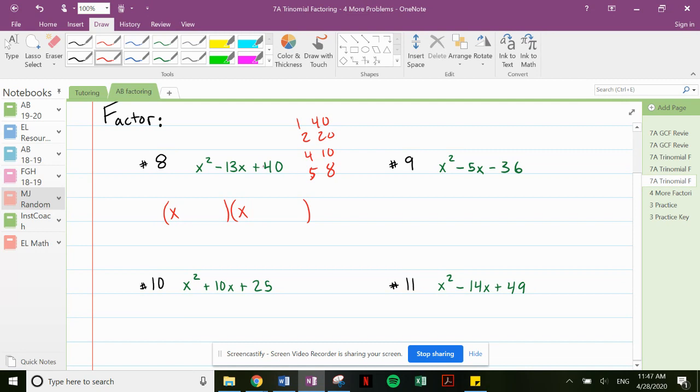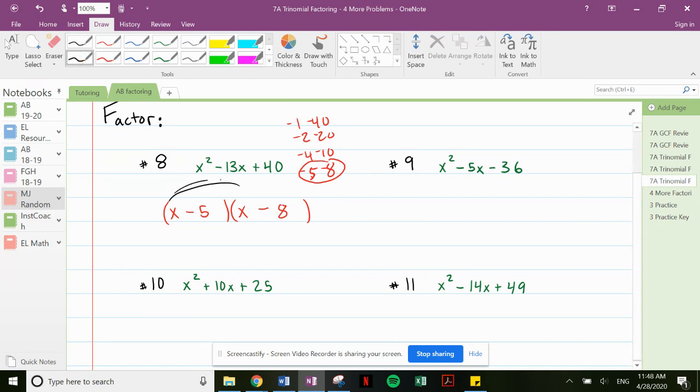Well, I have to think, if I want to multiply to a positive 40, it's possible that both numbers are negative, because a negative times a negative is a positive. And a negative plus a negative will also give me a negative 13 in the middle there. So I look at making all of these negatives, and now I see which combination of these numbers adds to negative 13. And I see that's negative 5 and negative 8. So if I go x minus 5 and x minus 8, this is the correct factored form.